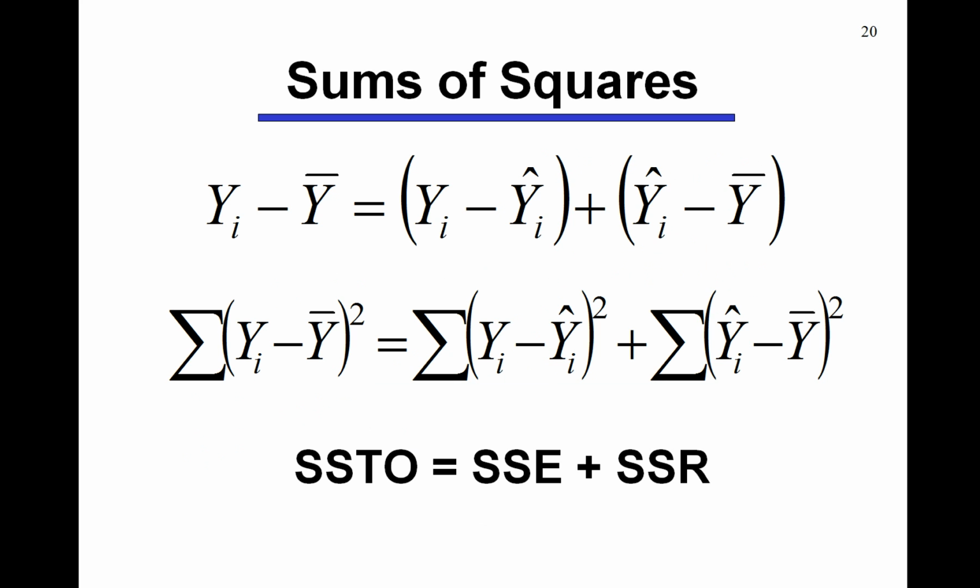It turns out that if we square and sum both sides of that equation, we get the result that you see here. And we call these things the sums of squares total on the left, the sums of squares error we saw before, and the sums of squares for regression. And so we can do an analysis of variance associated with the variation associated with our observations.